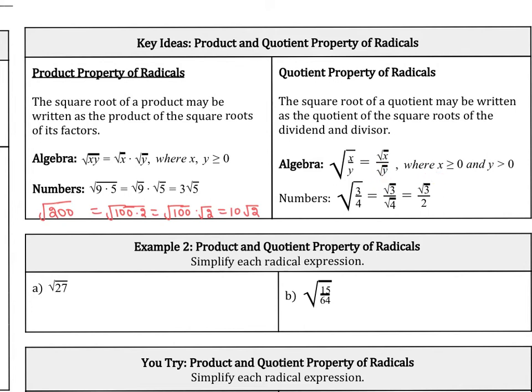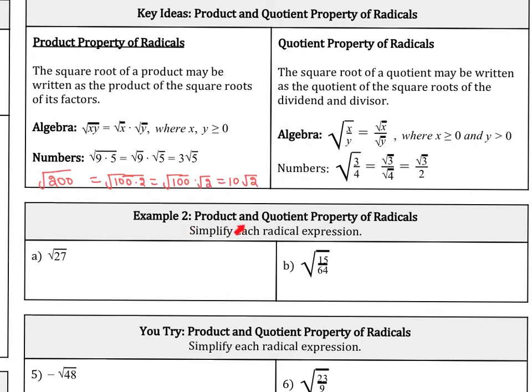In this case, x should always be greater than or equal to 0, but y should be strictly greater than 0. Y is in the denominator, and you cannot have a 0 in the denominator, so it should be strictly greater than 0. An example of that is square root of 3 over 4 is square root of 3 divided by square root of 4. Square root of 4 is 2, and the square root of 3 is written as is.